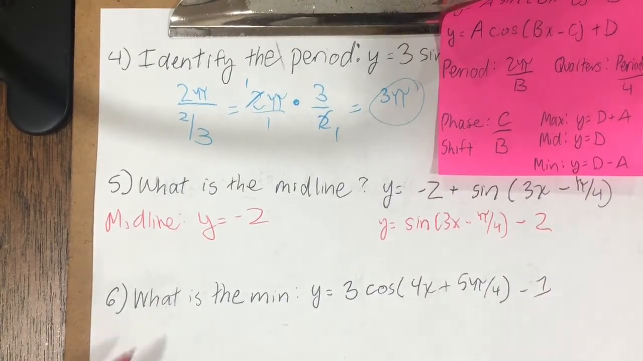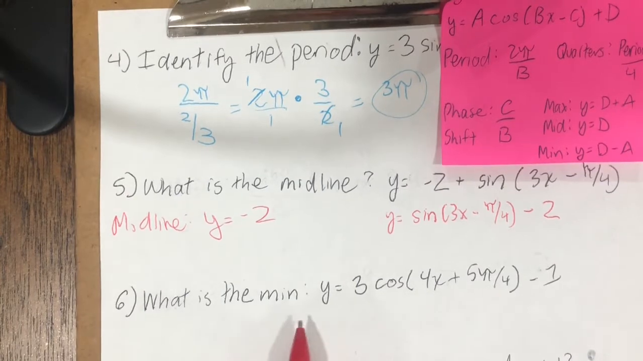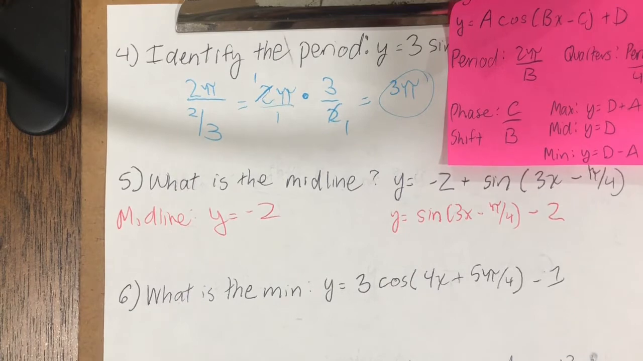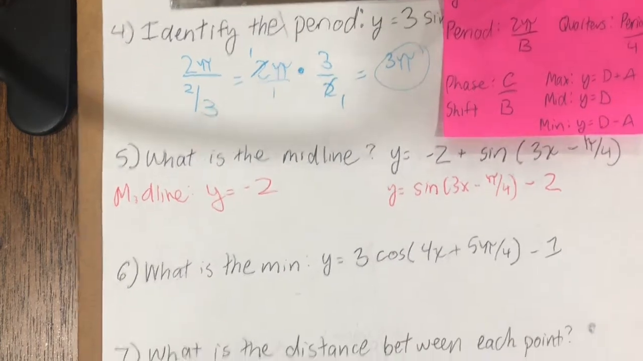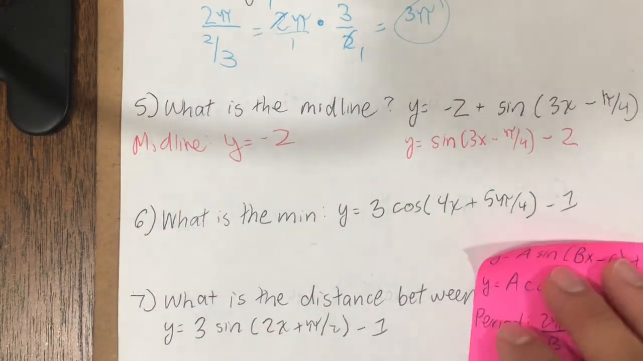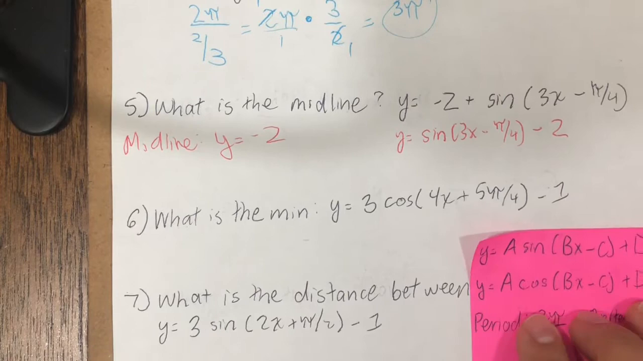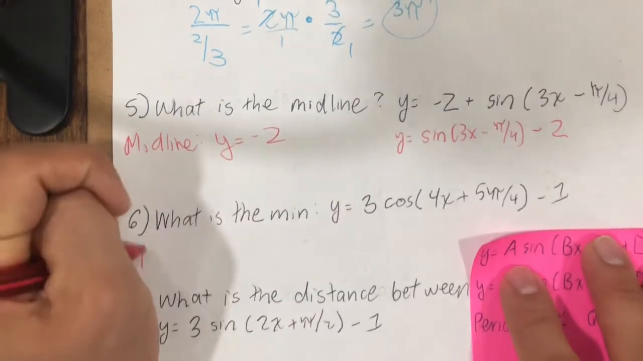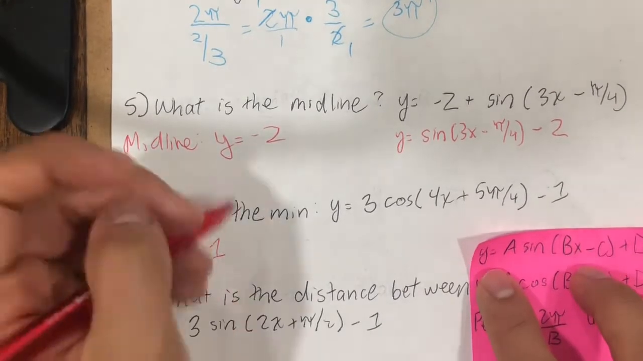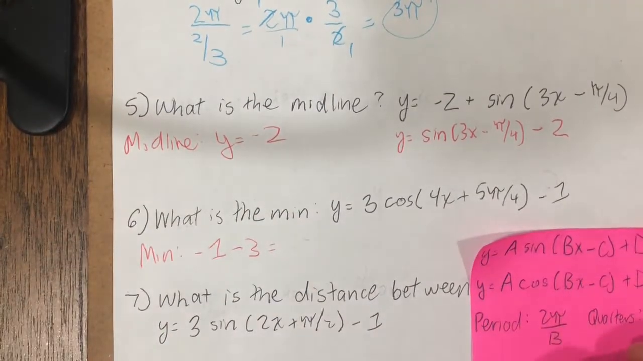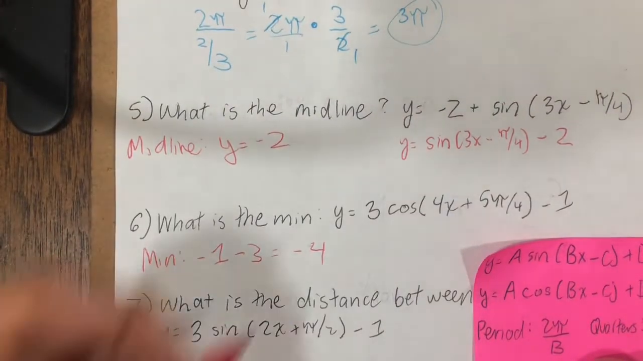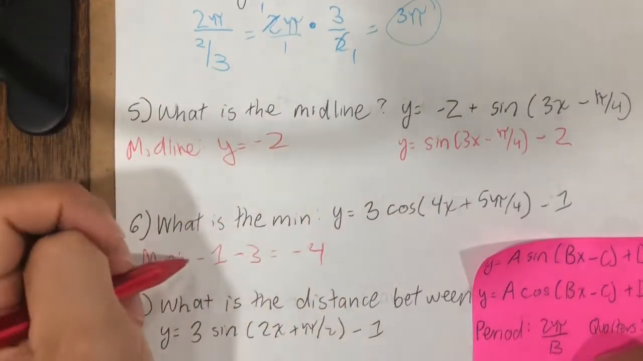So now we have number 6. What is the minimum for this specific function? We have y equals 3 times cosine of 4x plus 5 pi over 4 minus 1. To figure out the min, all I need to do is take my numbers for D and A and subtract them. Negative 1 is in the same spot as D, and 3 is in the same spot as A. I subtract these two, and I get negative 4. So my min would be y equals negative 4.